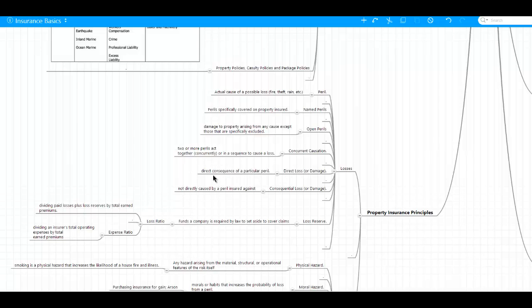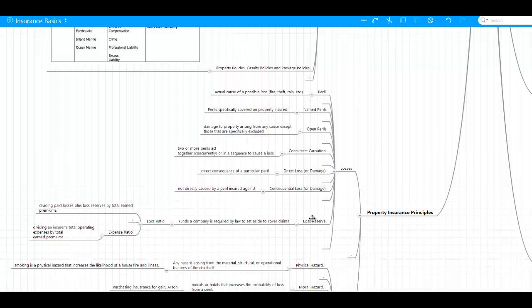We have direct loss. Well, the fire would be the direct cause of a particular peril. The fire caused the smoke that caused the damage. So it's a direct cause. And then we have the consequential loss, which might be further down the chain, where the smoke itself caused further damage, to some filtration system or something of that nature.